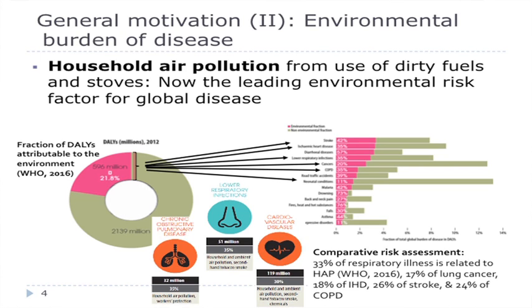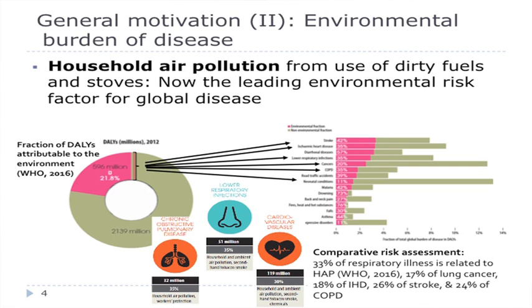And if we look specifically at different types of diseases that are caused here, 33% of respiratory illness is related to household air pollution. Other significant portions are lung cancer, ischemic heart disease, stroke, and then chronic obstructive pulmonary disease. So a number of different conditions.